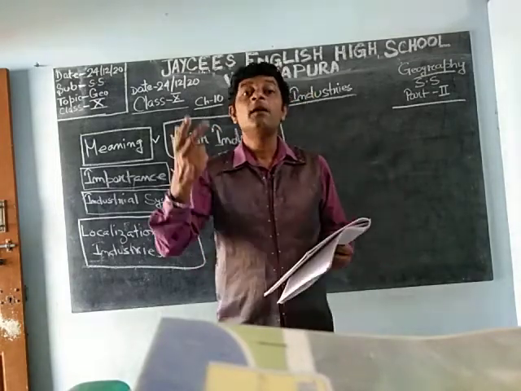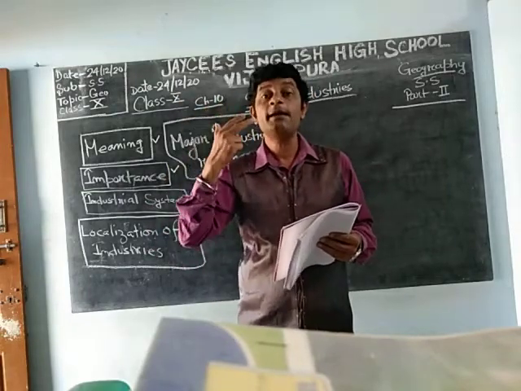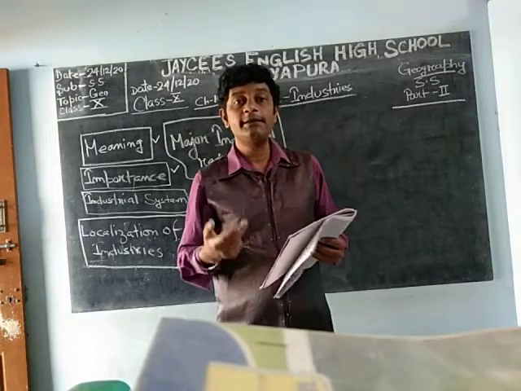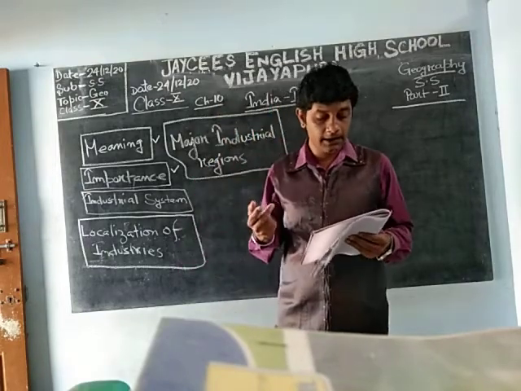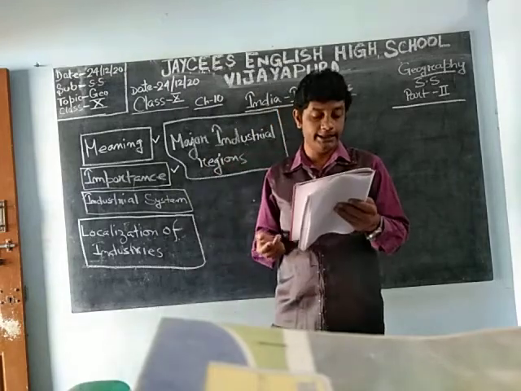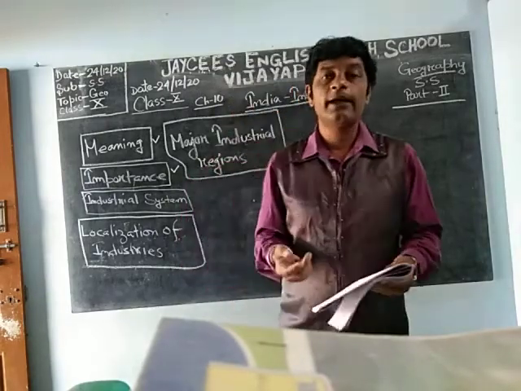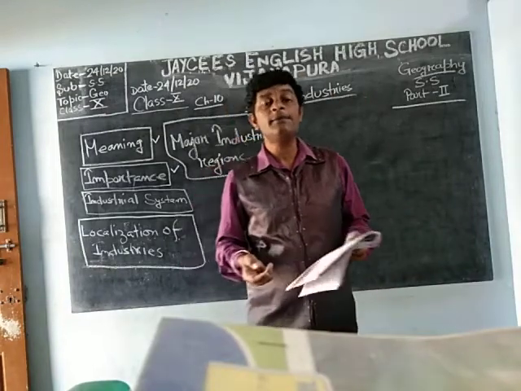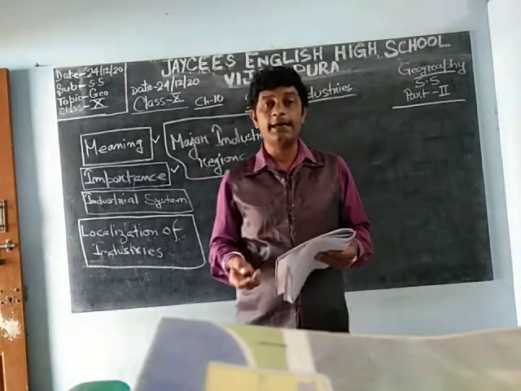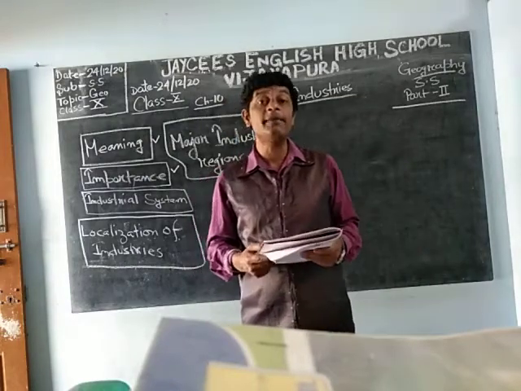Categorically, we can classify industries into 4 types. What are these 4 types? Primary, secondary, tertiary and quaternary. These are the 4 types of industries. Now, what is a primary industry?